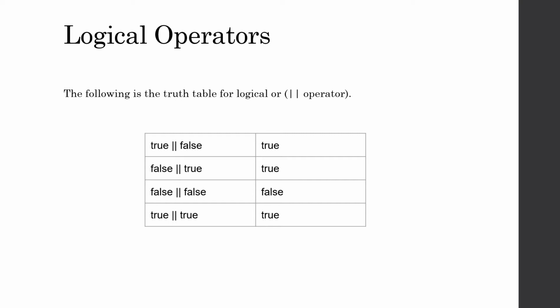So we've got true or false, that evaluates to true. False or true, that's going to evaluate to true. False or false, that's going to evaluate to false. And then true or true, that's going to evaluate to true. So in this case, the only time that the entire expression is going to evaluate to false is going to be if both of our conditions are false.